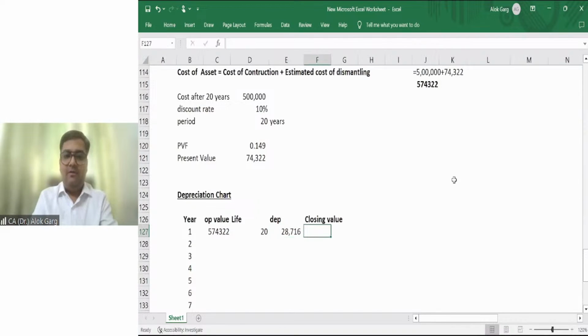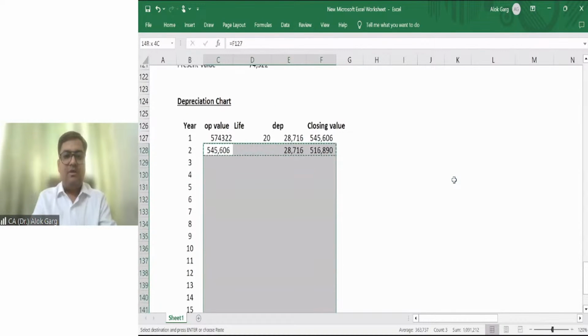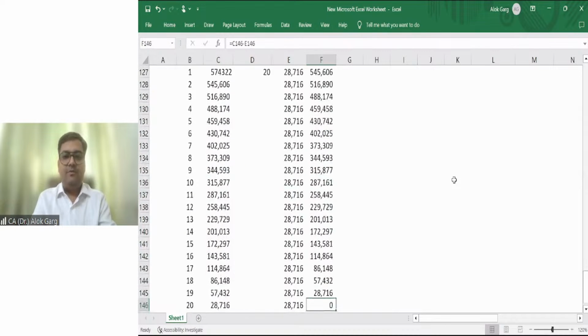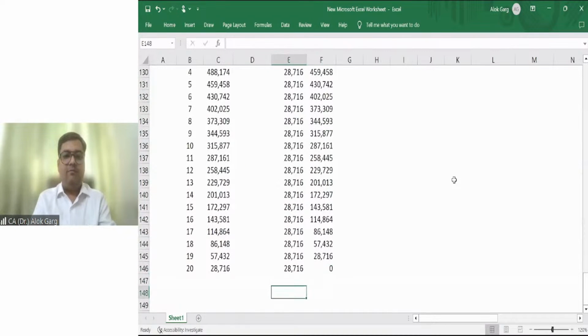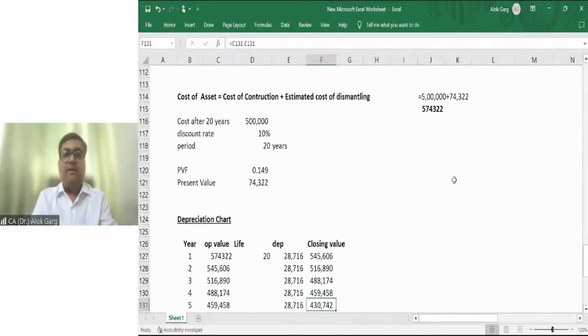What is your closing value? This will be your closing value. In the second year, this closing will become opening. The depreciation will be the same, straight line method. This is your closing value. And when I draw this to the 20 years, you will find the closing value will become zero. It has become zero, right?